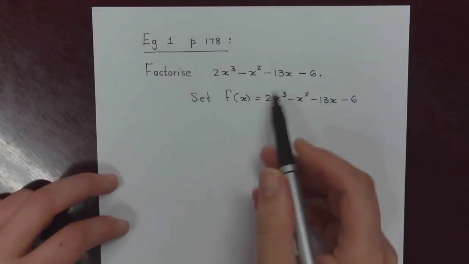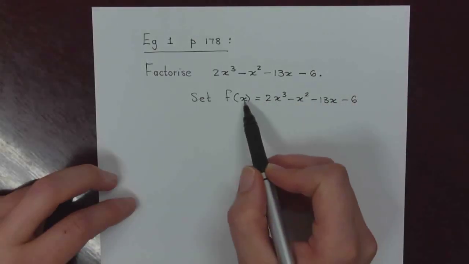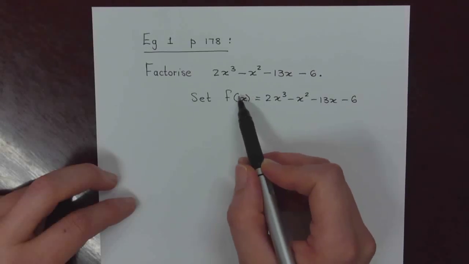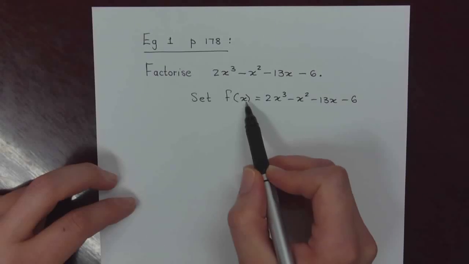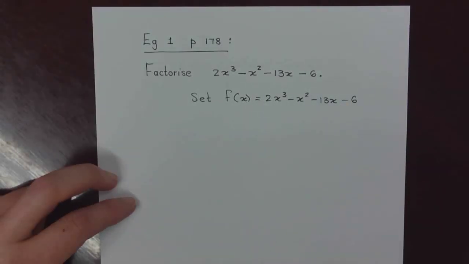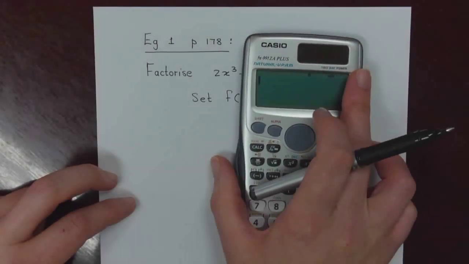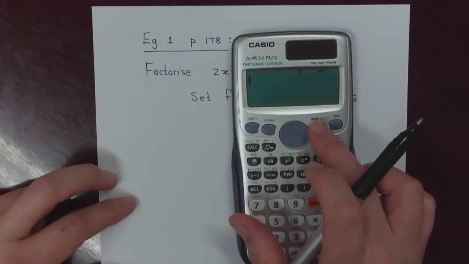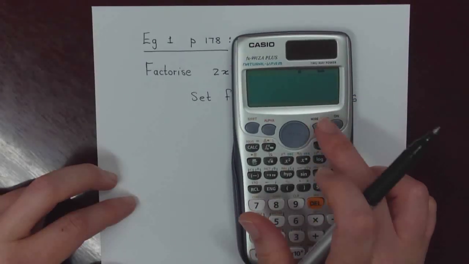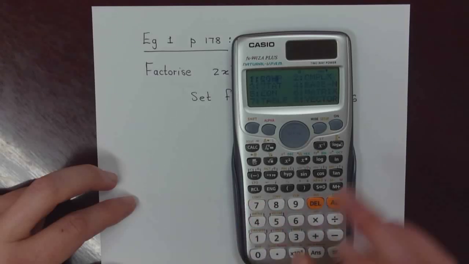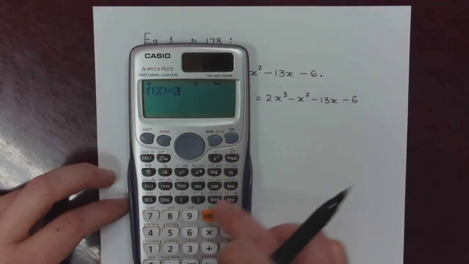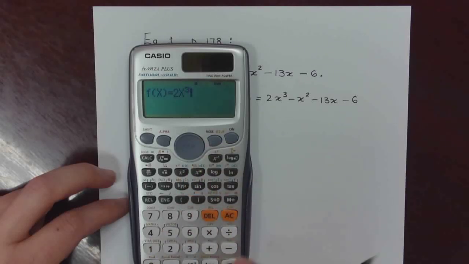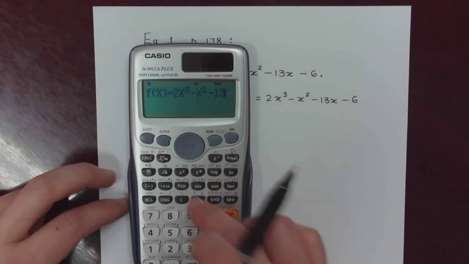There we go. Now I'm going to sub a range of values in here. In order to help me do it faster, I'm again going to use my calculator. So, subbing in, the best mode to use here is the table mode. I go mode 7 for table, and I type that particular expression in there. So it's 2x cubed minus x squared minus 13x minus 6.